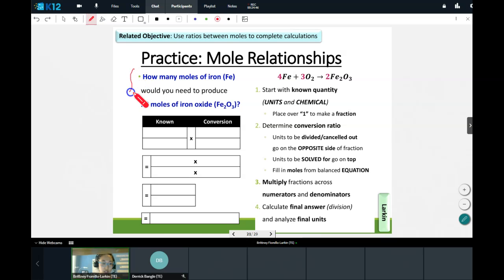Taking a look at the question here, where do you see a number? What number do you see in this question? How many moles of iron would you need to produce 20 moles of iron oxide? What number do you see here? It's not a trick question.